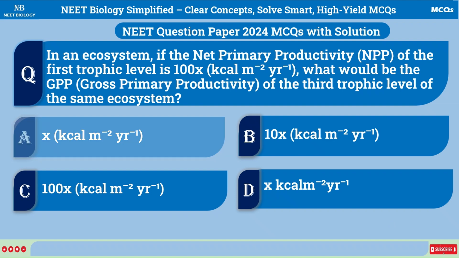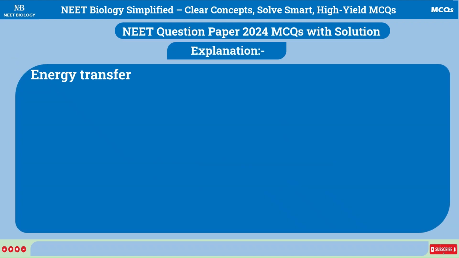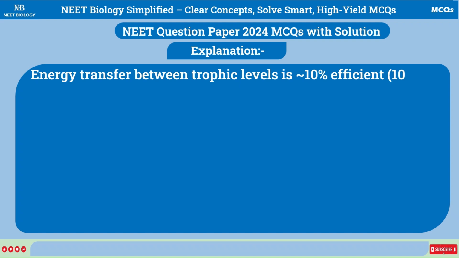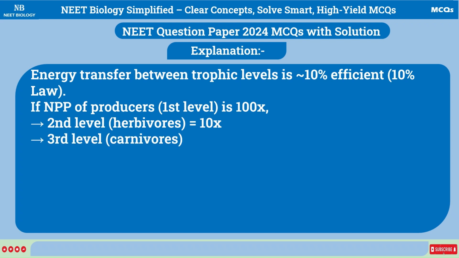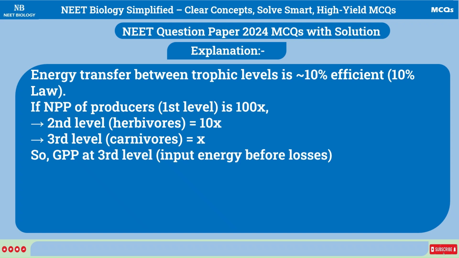Correct answer is A. x kcal m^-2 year^-1. Explanation: energy transfer between trophic levels is approximately 10% efficient, the 10% law. If NPP of producers, first level, is 100x, second level, herbivores, is equal to 10x, third level, carnivores, is equal to x. So, GPP at third level, input energy before losses, is x.